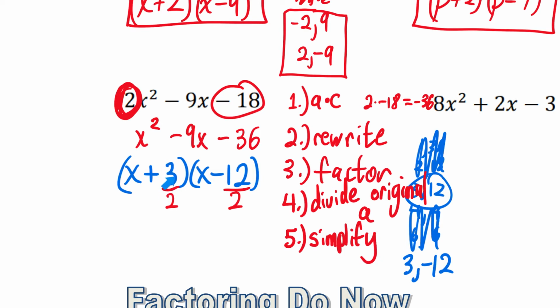Okay, can I simplify 3 over 2? No. Nope, there's nothing I can do to that, so we'll take care of that in the next step. Can I simplify 12 over 2? Yes. To what? To negative 6. It's going to turn into a negative 6, okay?